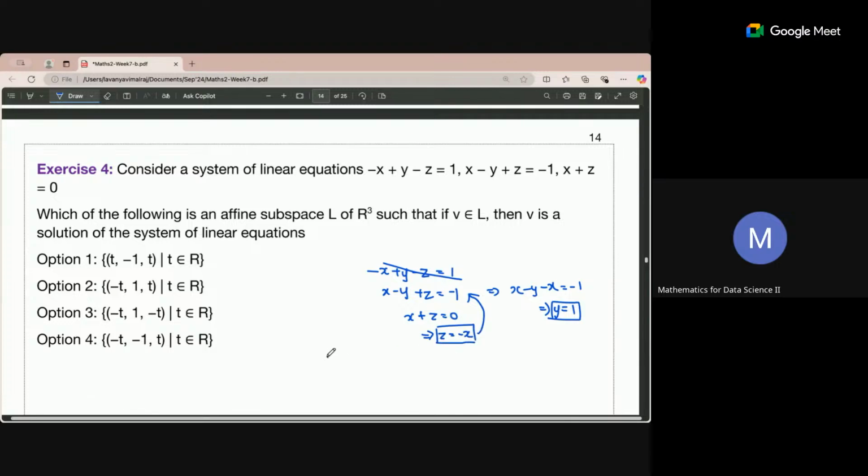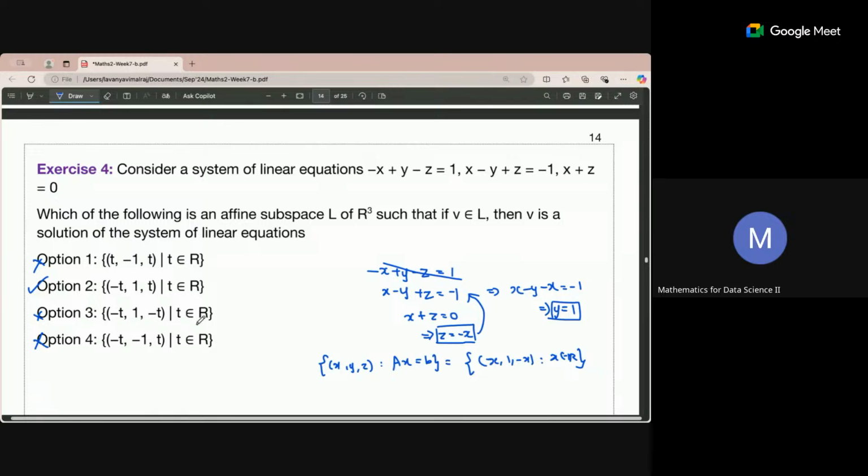So the set of all x, y, z that satisfies all the three equations is equal to, maybe I'll write, minus x, 1, and minus x, with x in R. So it is this one, right? Clear?